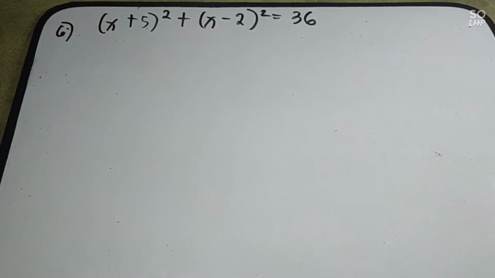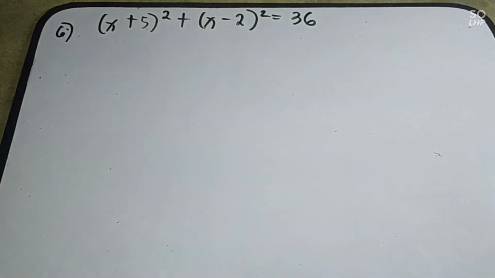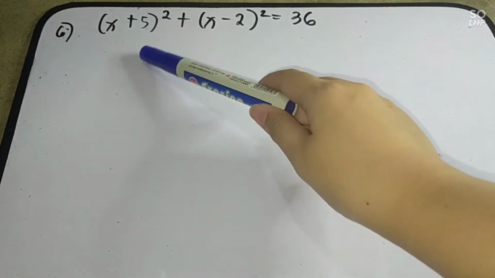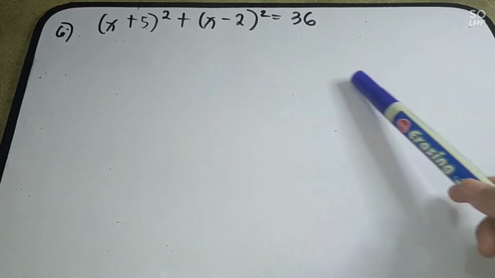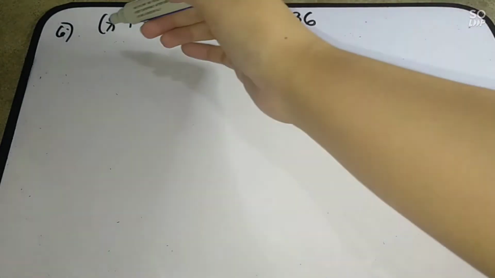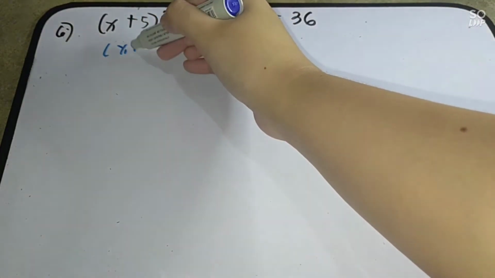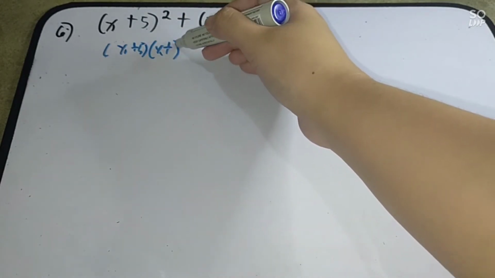Number 6. We have the square root of x plus 5 plus the square root of x minus 2 is equal to 36. So, this one we are going to expand and then we are going to change it into standard form. So, for us to expand this one, see squared of x plus 5, meaning yan is x plus 5 times x plus 5. So, yan yung ibig sabihin yan.